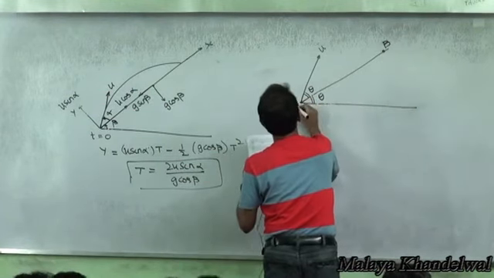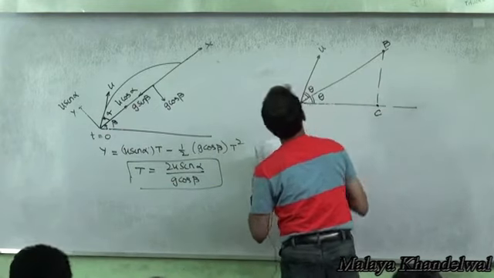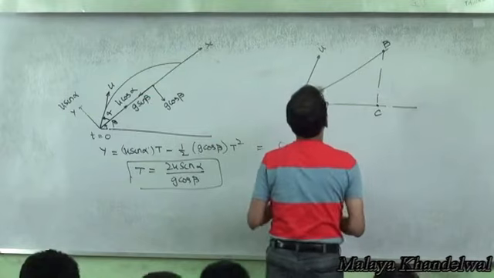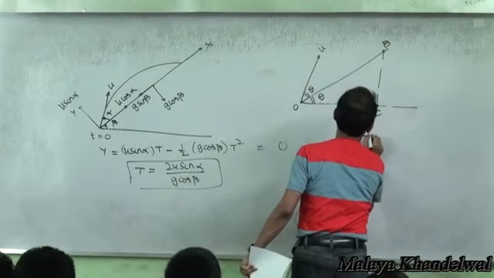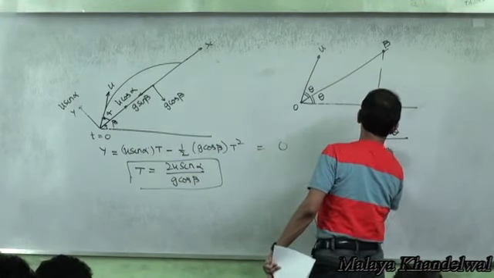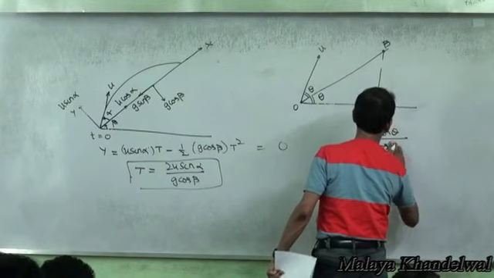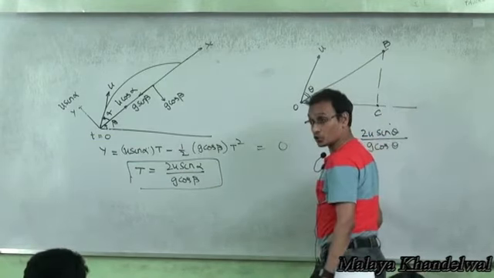It goes from O to B. That's the range, right? And the total time of flight, as you can see, is 2u sin theta by g cos theta. That's the total time of flight. Yes or no? 2u sin theta by g cos theta is the total time of flight.